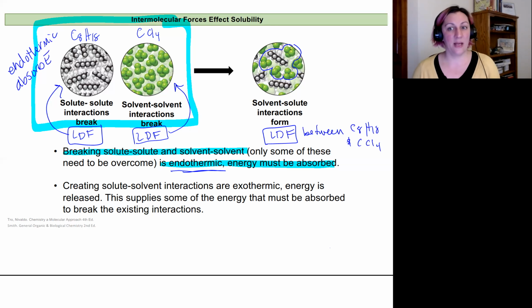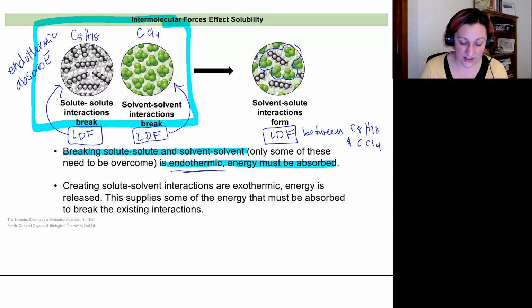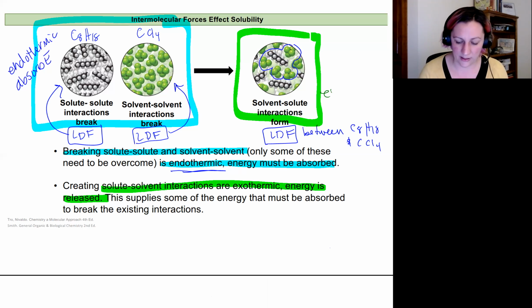Now, when I think about my solute and solvent particles coming together, I've separated them out. That took a lot of energy. Now I'm going to bring them close together and they'll be able to interact. And so I'll be able to form intermolecular forces, or forces of attraction, between those particles, which will release energy. Right? So these are favorable interactions that stabilize them, and it releases energy when that occurs, which makes it an exothermic process. So when we bring these together here, it's exothermic.